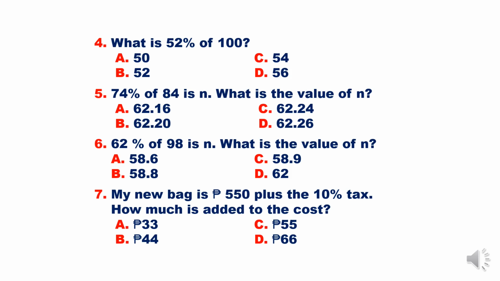Number 7. My new bag is 550 pesos plus the 10% tax. How much is added to the cost? A. 33 pesos, B. 44 pesos, C. 55 pesos, D. 66 pesos.